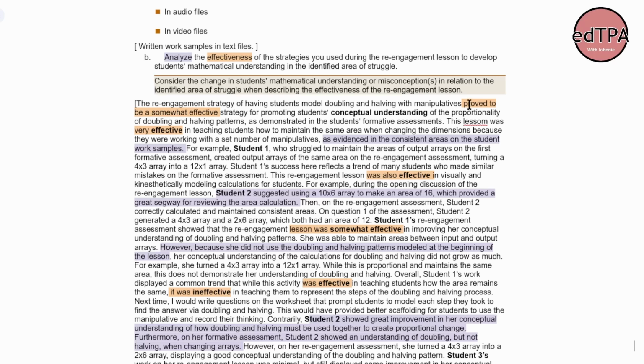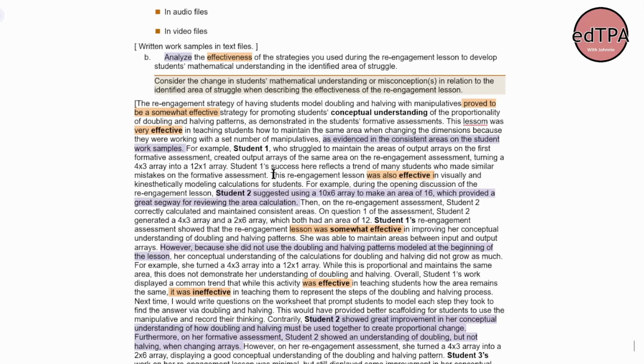So proved to be somewhat effective. So they're allowing themselves to say it wasn't great. There were some things that worked and some things that didn't. And they start with some things that were effective. The lesson was very effective. And then giving evidence from the analysis. So everything purple is analysis, as evidenced in the consistent areas.